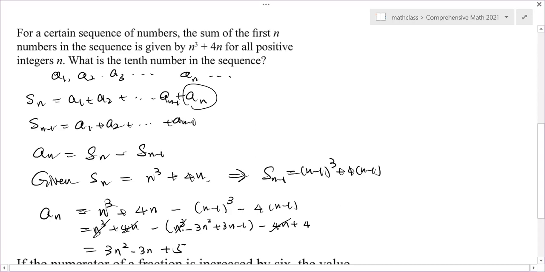I'm not going to take care of that part. The tenth term is going to be 3 times 10 squared minus 3 times 10 plus 5. So that's the number.